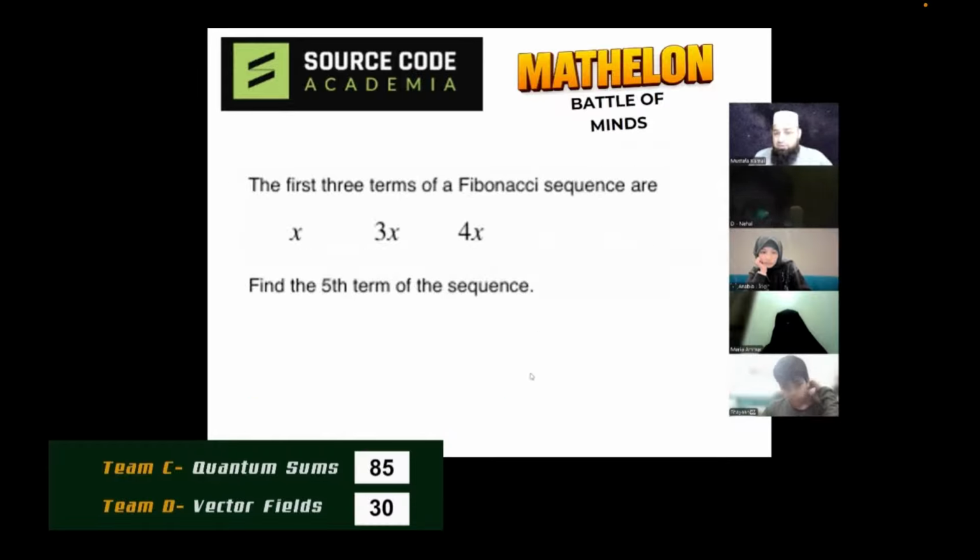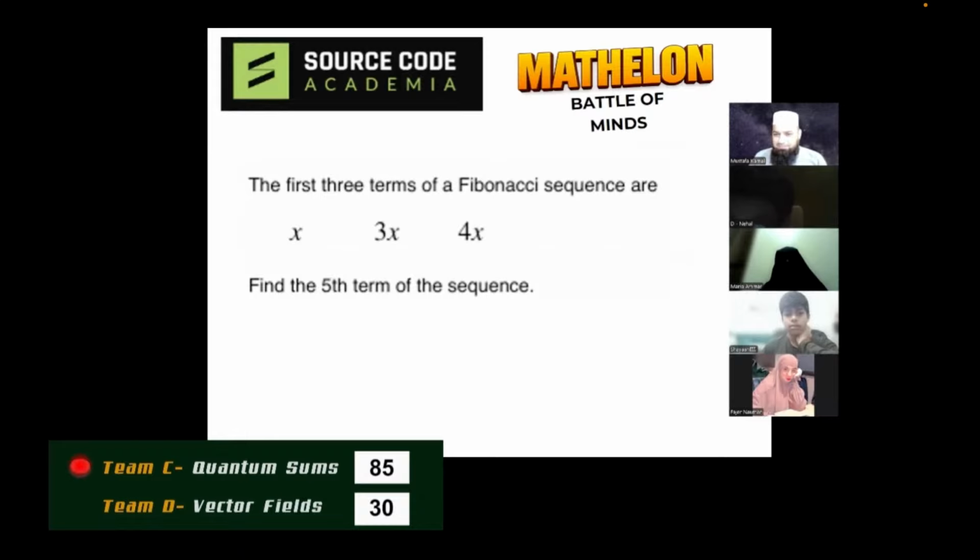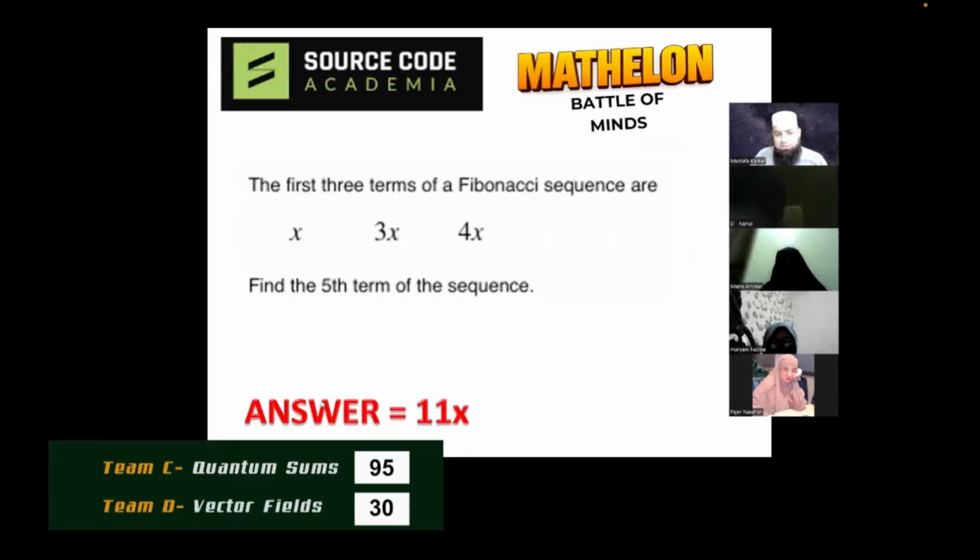The first 3 terms of a Fibonacci sequence are x, 3x and 4x. What is the fifth term? Team C, Maryam Fatima. 11x. 11x is the correct answer because when you're finding, x plus 3x is 4x, 4x plus 3x is 7x, and 7x plus 4x is equal to 11x. That is the correct answer. Well done. So get ready for the next question, that is on your screen now.